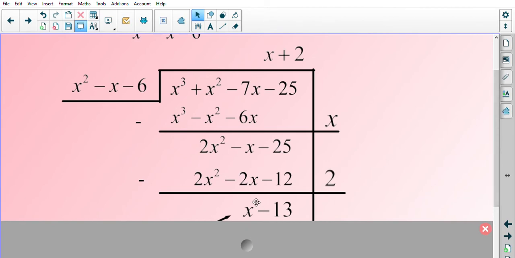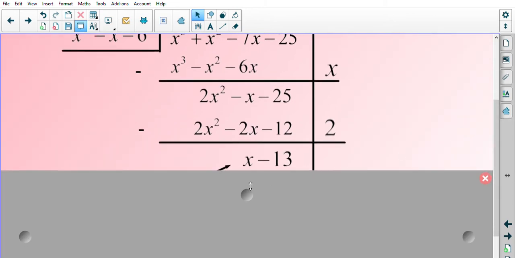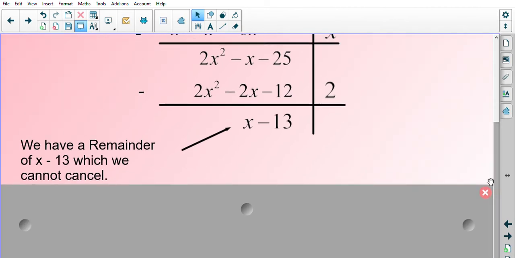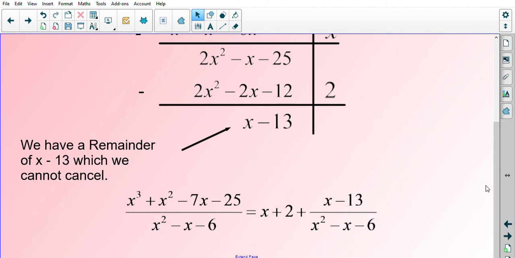Okay, now I can no longer cancel that. The highest power on this is just x to the power 1. I would have to use something here with an x squared as the highest power. I will not be able to cancel that, so that's where we stop here. So remembering that we have a remainder of x minus 13 we cannot cancel, how this would look if we use long division is this fraction would become x plus 2, which was what my answer was at the top there, plus a fraction of x minus 13 divided by a denominator which we originally had. So now we have got this split up into fractions where there is no improper fractions.